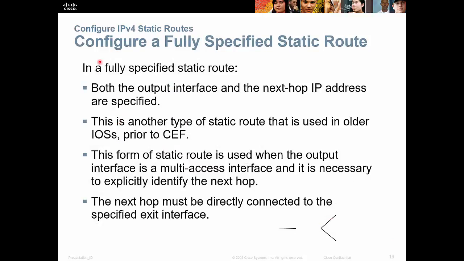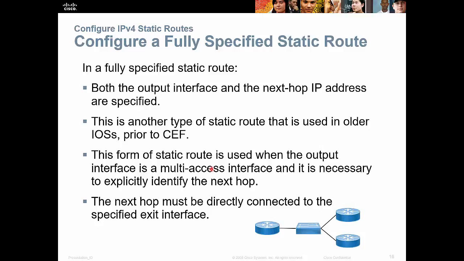So to configure a fully specified static route, both the output interface and the next hop IP address have to be specified. This is another type of static route that's used in older IOSs prior to CEF. What CEF is, is Cisco Express Forwarding. What that does is it builds a forwarding information base along with your routing table and neighbor adjacencies. So it's actually looking at all these different values and then creating that path for you.